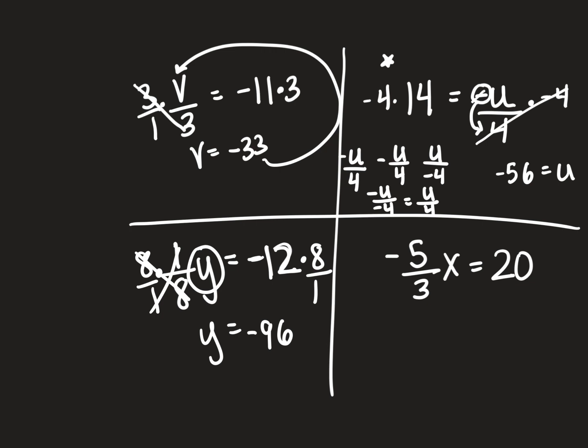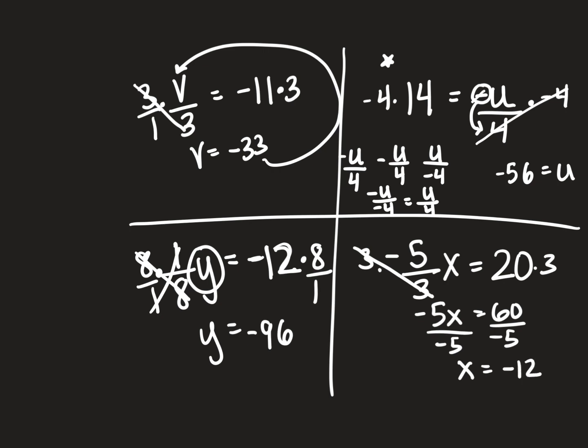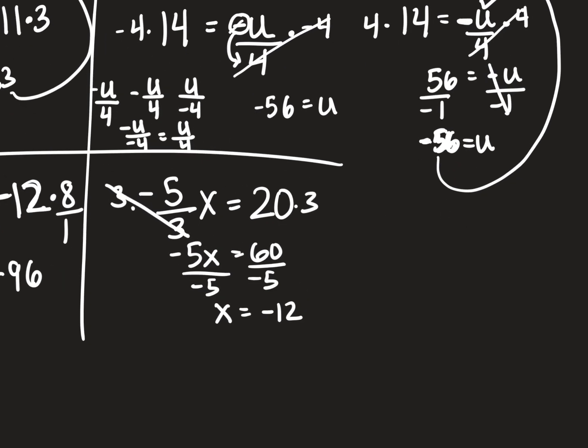And lastly, again, this could probably be considered a two-step equation, because I could multiply by 3 first, and get -5x equals 60. Then divide by -5 to get my answer of x equals -12. But I will show you how to do this problem in one step by rewriting it over here.